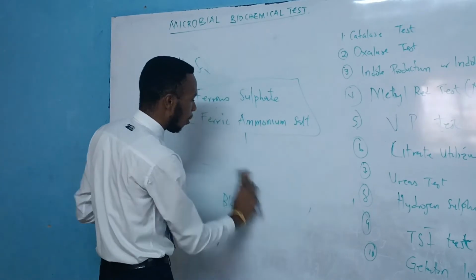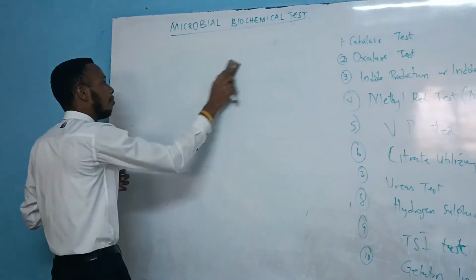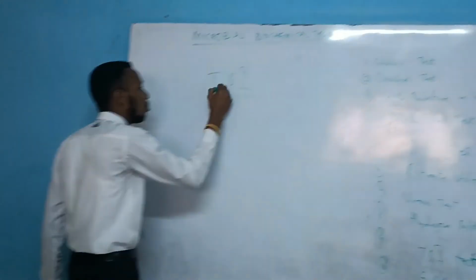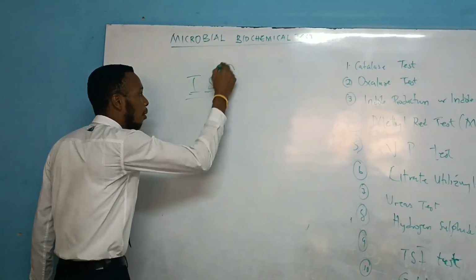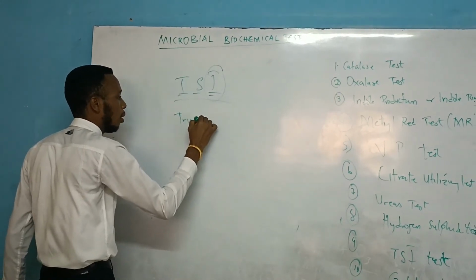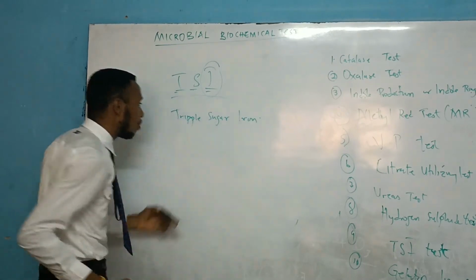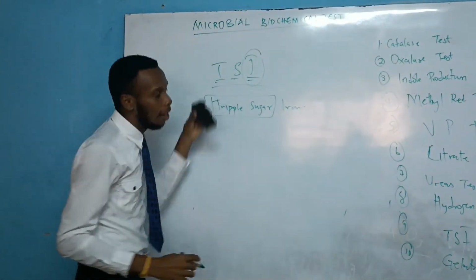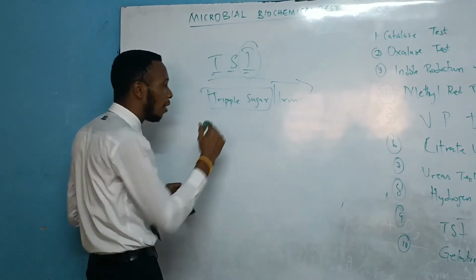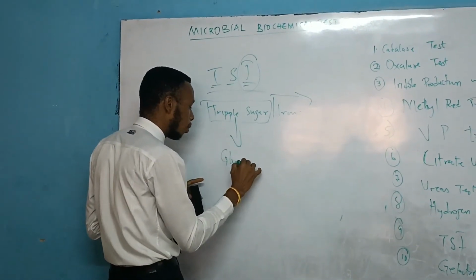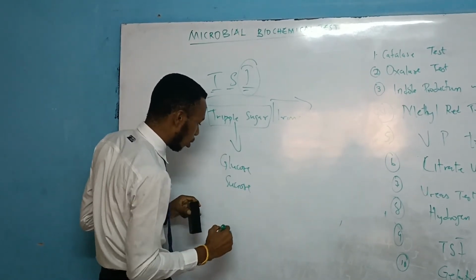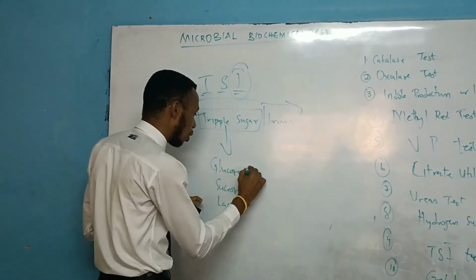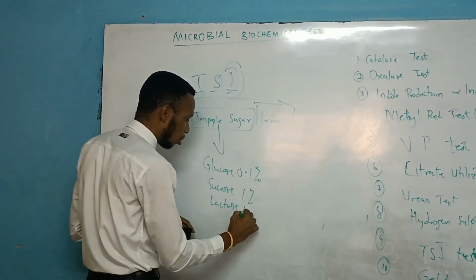Now let's look at the TSI. TSI simply represents triple sugar iron. That tells us that there are triple sugars found in this agar, and there is an iron in it as well. The triple sugars are glucose, sucrose, and lactose, which are of different concentrations: glucose 0.1%, sucrose 1%, and lactose 1%.